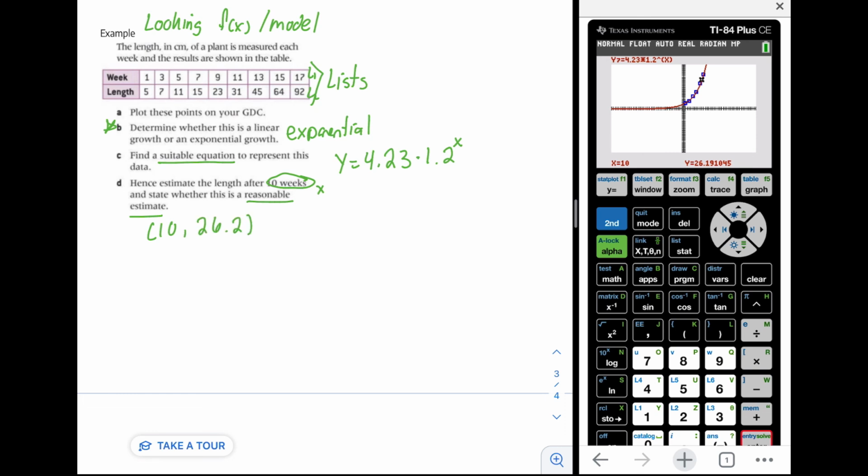So what is the length after 10 weeks? It should be 26.2. Now, is this reasonable? What we need to use in order to say if it's reasonable or not is your r² value. Since the r² value is equal to 0.99, this is very reasonable because it's a strong correlation.